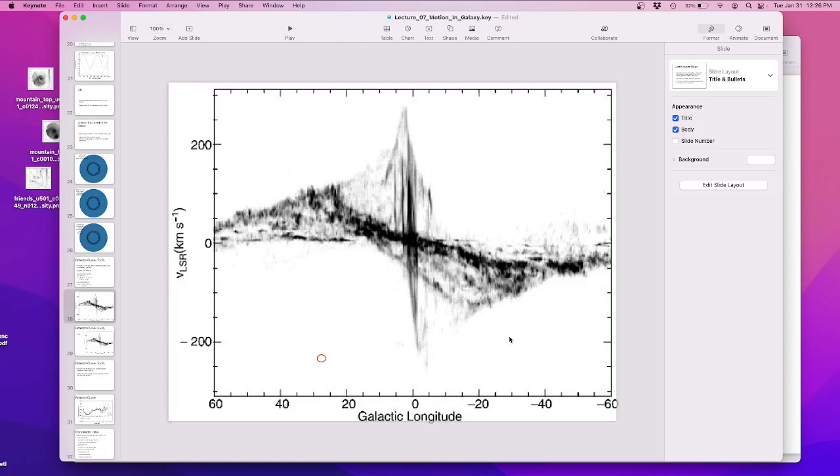So this is V relative to LSR. Remember, that's local standard rest. That's our motion in the galaxy. So V is velocity, and this is galactic longitude. And what we're seeing is a radio measurement of carbon monoxide.